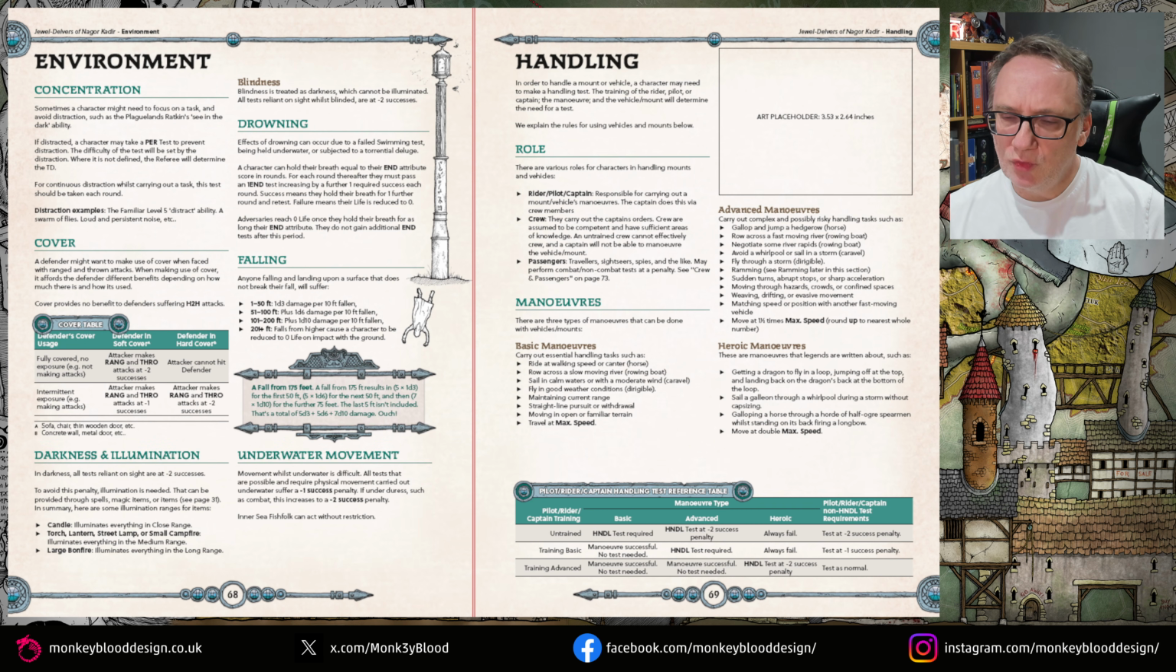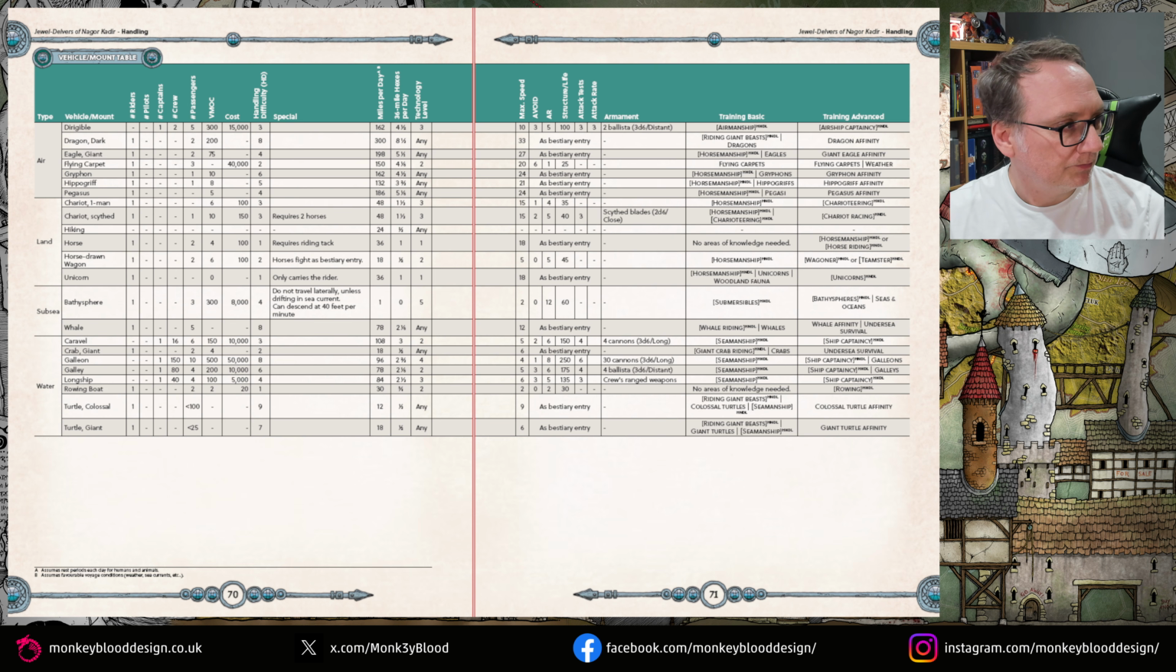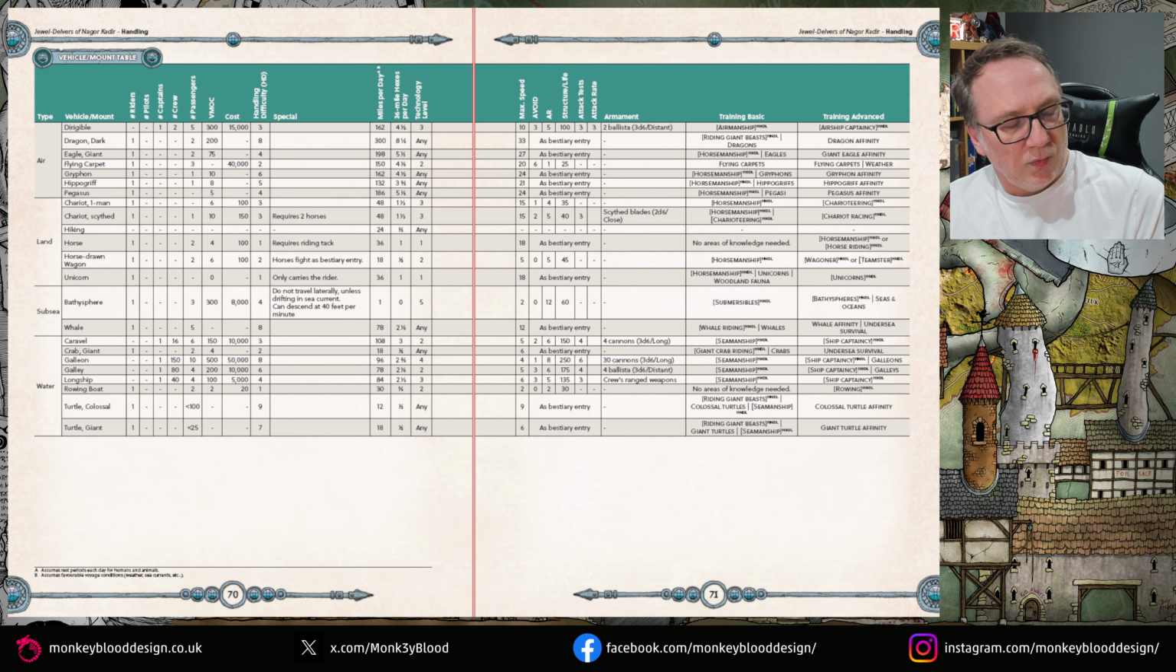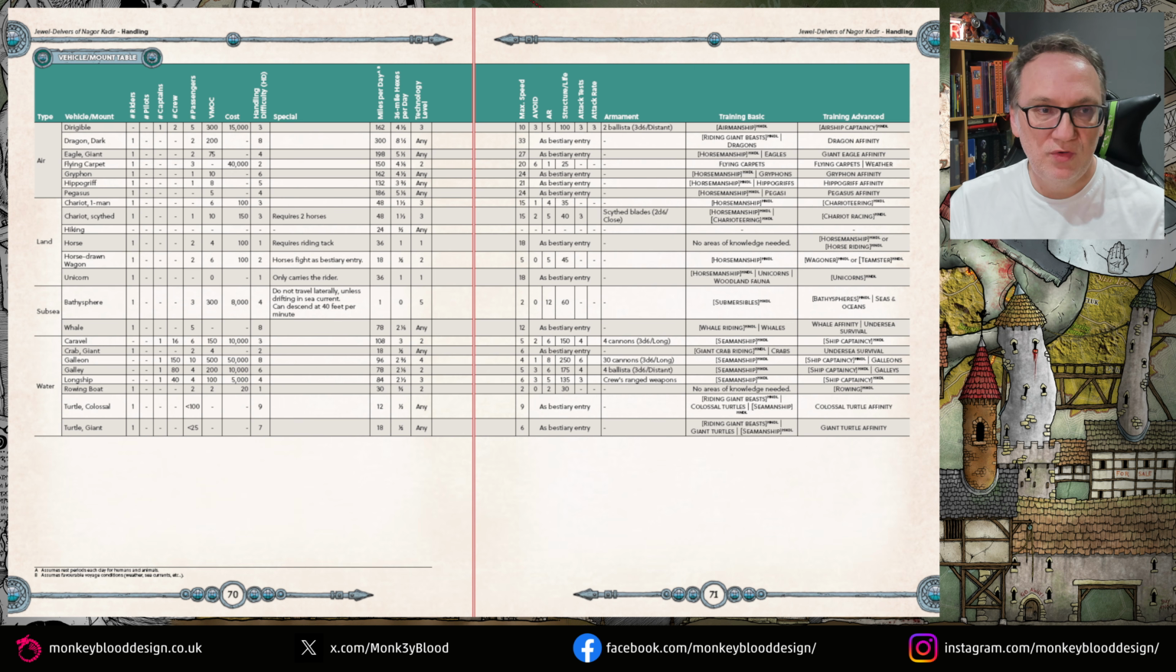basically for vehicles or mounts. If you want to know how to take control of a ship or a vessel of some kind. Let's have a look at a galley. So a galley needs a captain, and I'm just looking across. It kind of depends what manoeuvre you're making.